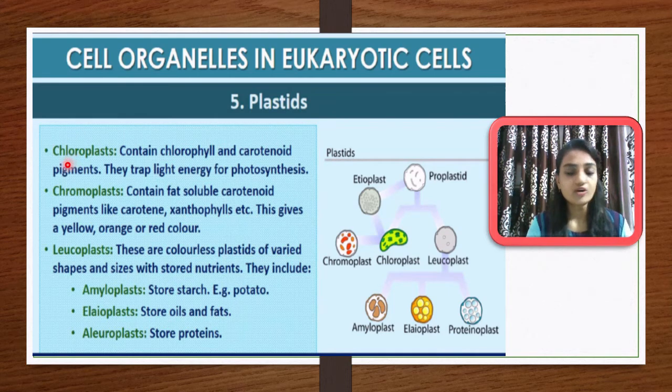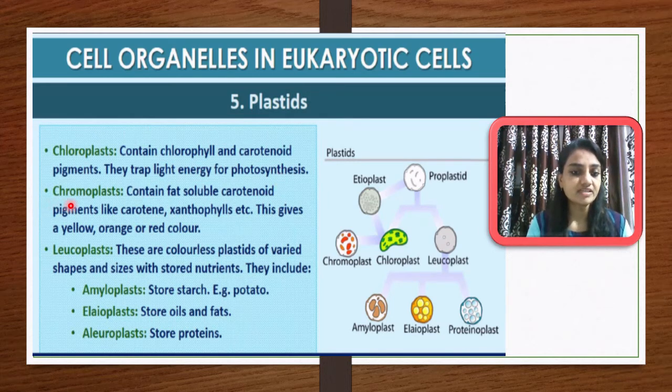First of all, chloroplast. It contains chlorophyll and carotenoid pigments. These are the main pigments found in the chloroplast. The chlorophyll is green in color and the carotenoid is orange to reddish in color, and they specifically trap the light energy, and for that purpose they do photosynthesis. They can trap the light, and that's why they are a very important organelle for photosynthesis. The main role of a chloroplast is photosynthesis.